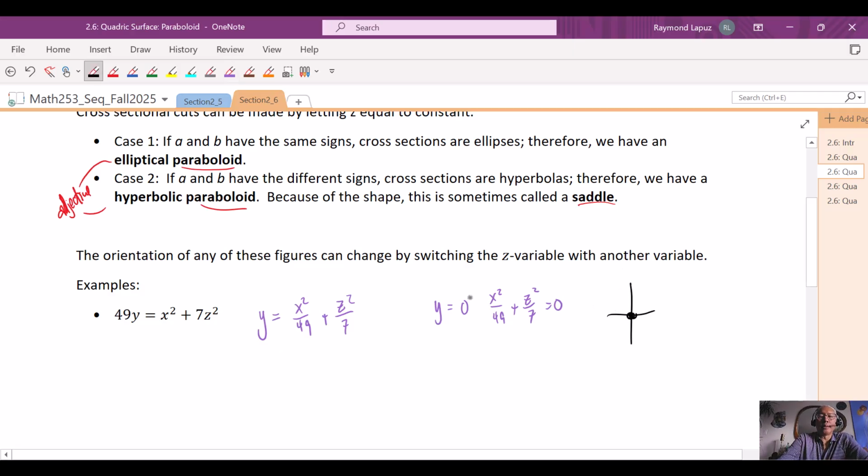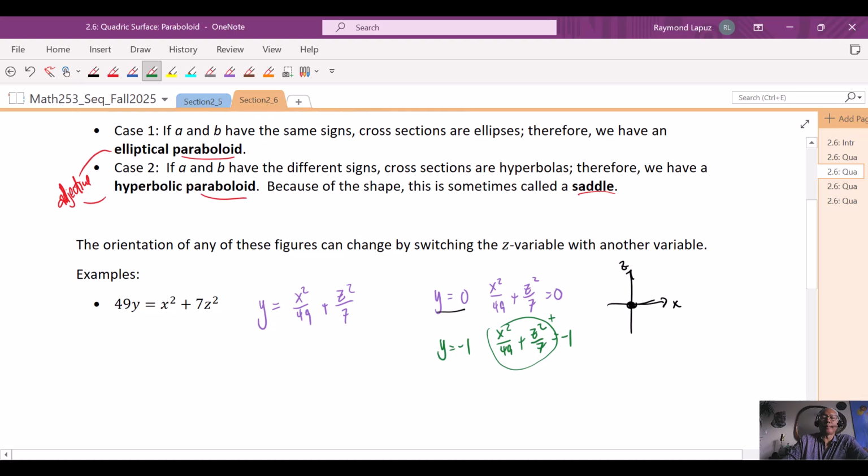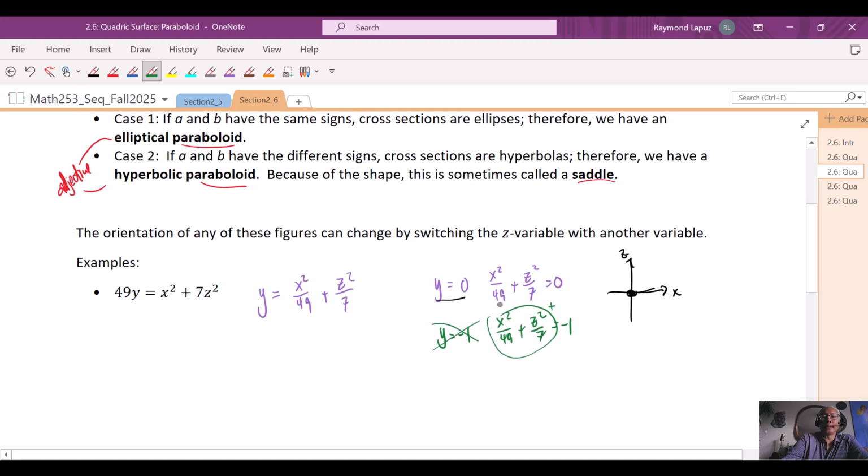So this is what happens when y is equal to 0, y is equal to 0 on the xz plane, and we get a dot. Let's do something that's not going to work, and let y equal to -1. You get x squared over 49 plus z squared over 7 is equal to -1, and that's not going to work because x squared plus z squared will be guaranteed positive, and you have a negative number there, so we'll cross this out, saying it's not going to exist on the negative y-axis.